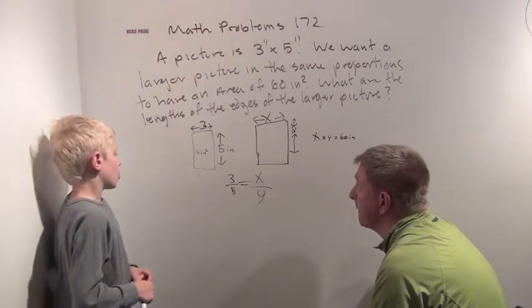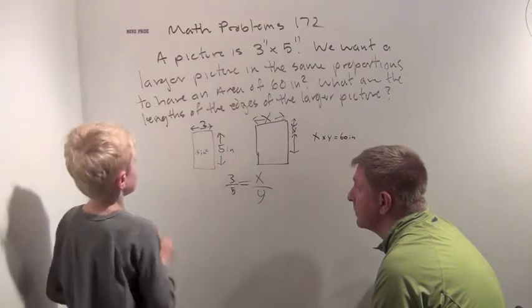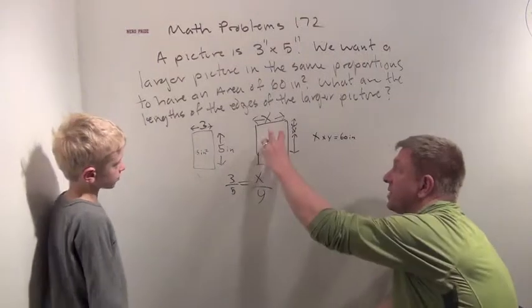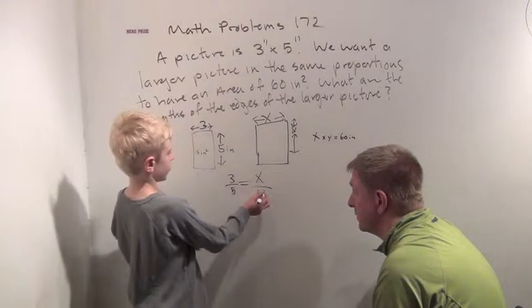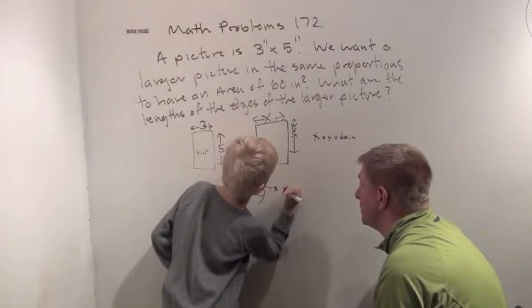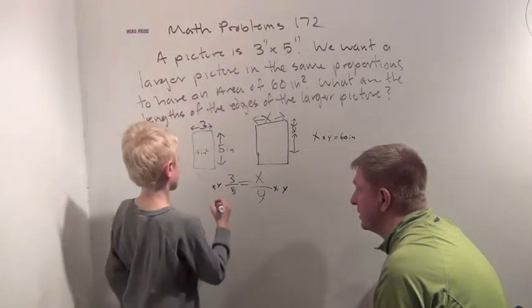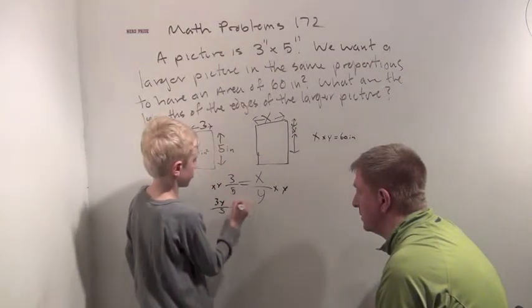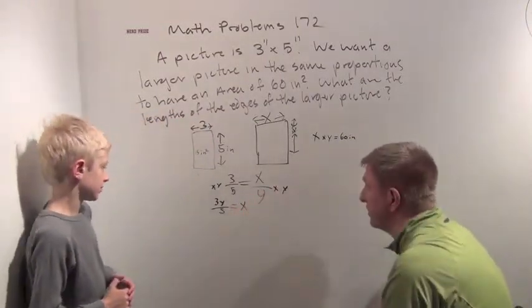So now we have to solve. We want both of the proportions. We want to know what the size of this new picture is. So that means we've got to solve for both of the proportions. If we multiply by y like we usually do, we would get 3y over 5 equals x. So we got rid of some of the fractions. 3y over 5 equals x.